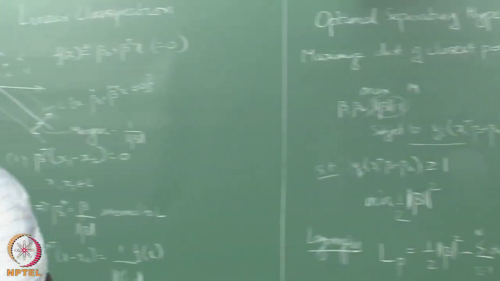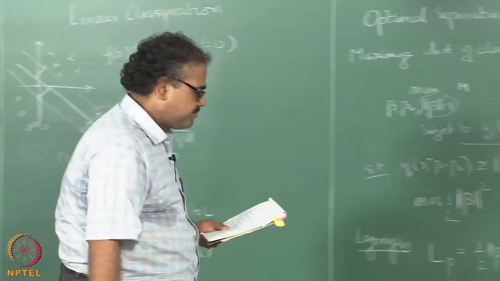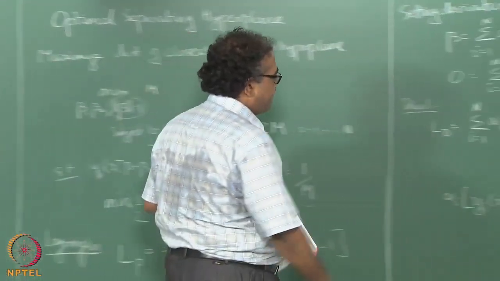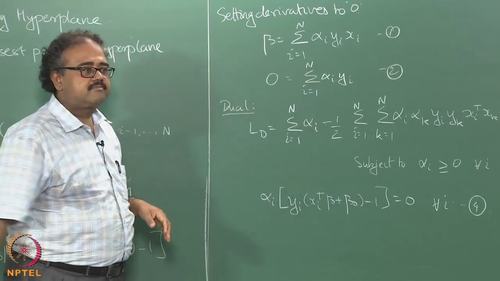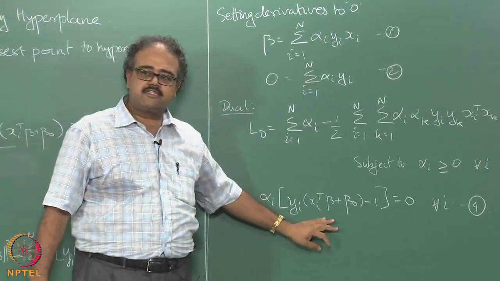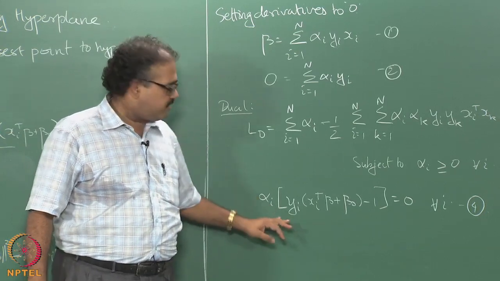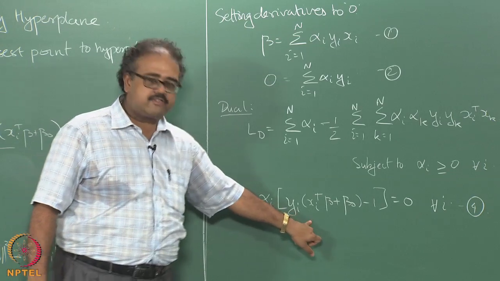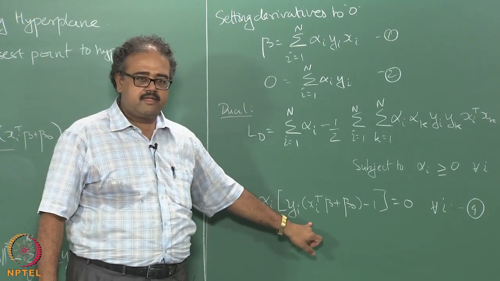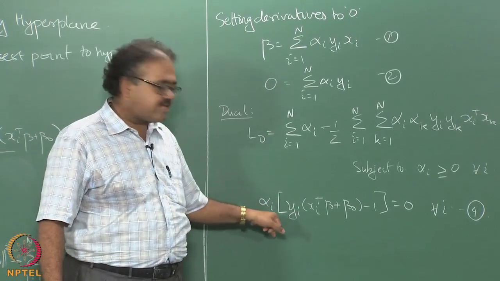Great. So now something else that you can observe. This condition has to be satisfied, right. So let us look at it. There are two terms here. So when will this be 0? When either this is 0 or that is 0, right. Is there some condition when this has to be 0?